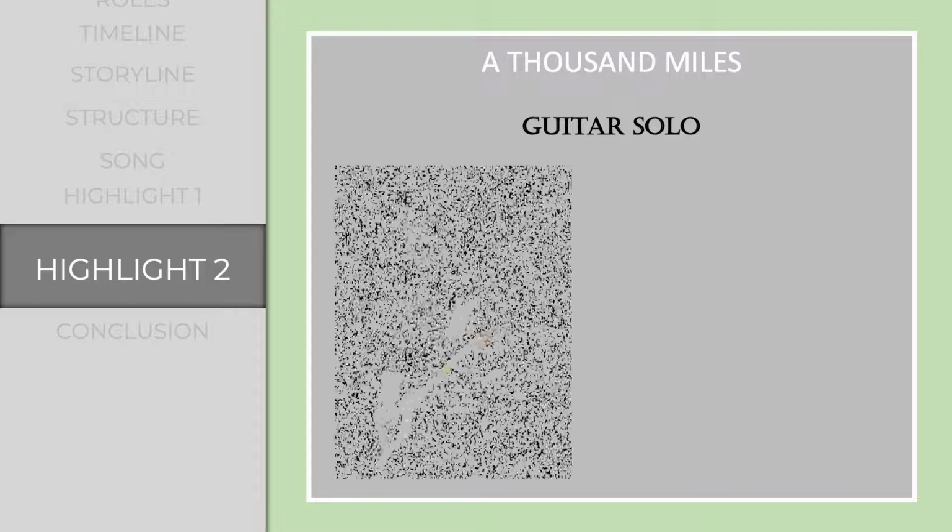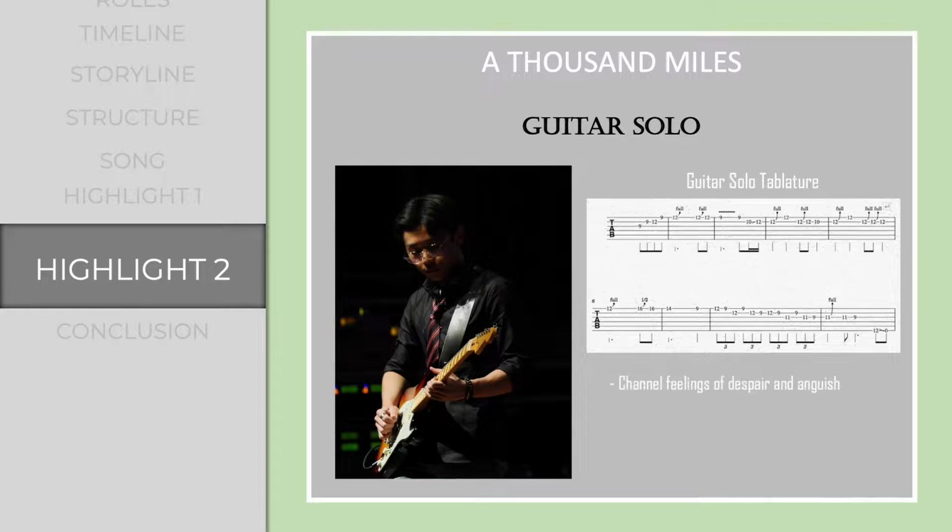The last section, titled 1,000 Miles, is my personal favorite. I aim to convey the sad emotions that come from a breakup and how distance affects relationships. The most prominent feature of this section is the guitar solo, in which I try to channel the feelings of despair and anguish, and use guitar techniques such as bending on high notes, as well as hammer-ons, pull-offs, and alternate picking during the triplets.